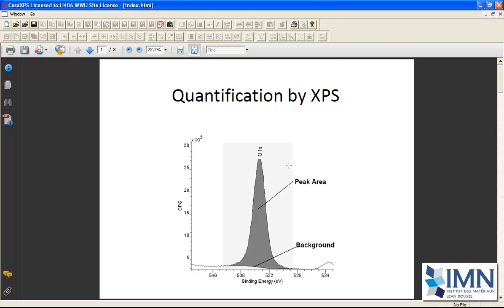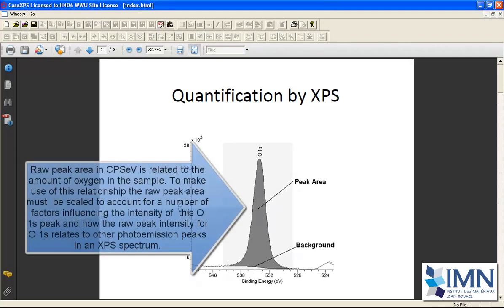So in this case, we've got an oxygen 1s peak, and to measure the amount of substance in terms of oxygen, we have to define a background, and the background is related to the process of photoemission in a solid state. We have a peak shape that we have to integrate in counts per second eV, and this will give us a measure of how much oxygen is in our sample.